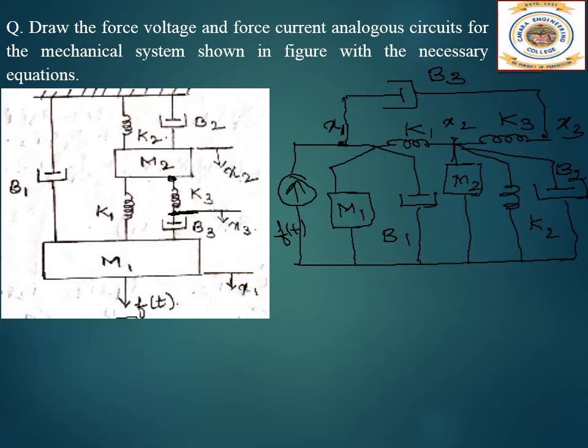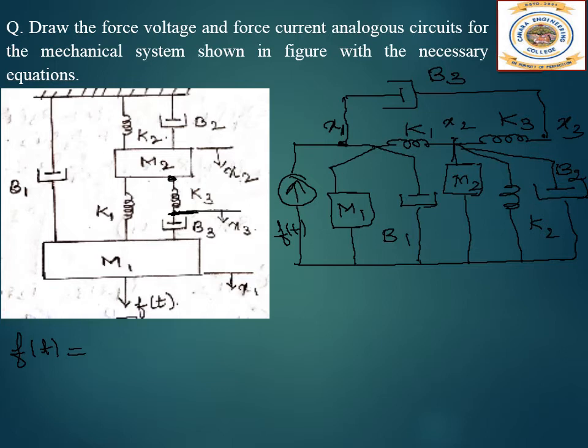Now once we are done with the mechanical network, what is the next step? Next step, we have to write the equilibrium equations. So let us write the equilibrium equations. The first equation is for node x1. First is f of t. So f of t equal to, what is connected to x1? We have mass m1, damper b1, then the spring k1 and another damper b3 connected.